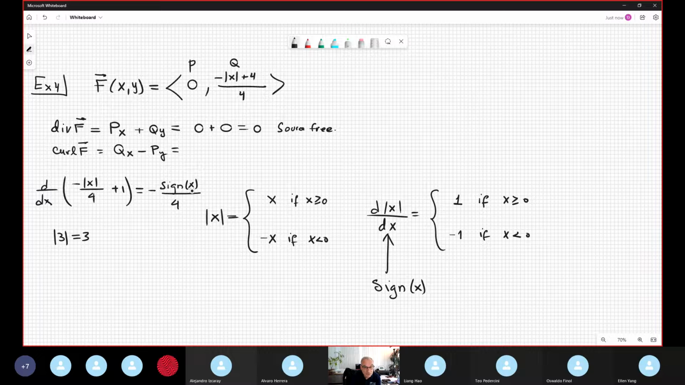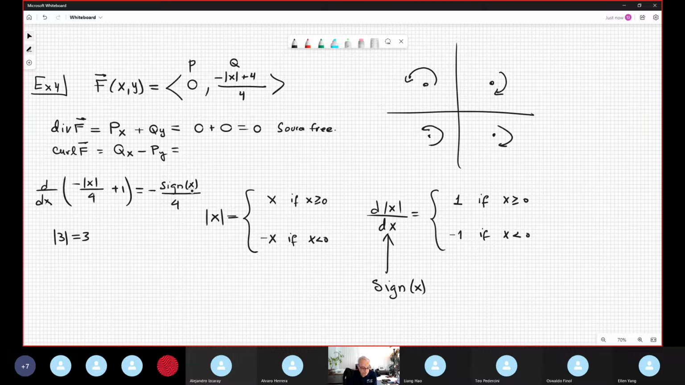The curl has a different sign depending on the quadrant. Suppose that you have the first quadrant, in which x is positive. At any point here, the curl is negative, so it rotates clockwise. However, when x is negative, it rotates counterclockwise, because when x is negative, the sign is negative 1, negative together with negative is positive, so it rotates counterclockwise. Here, exactly the same, because it depends only on x. And here, exactly the same. This is one idea of the vector field.